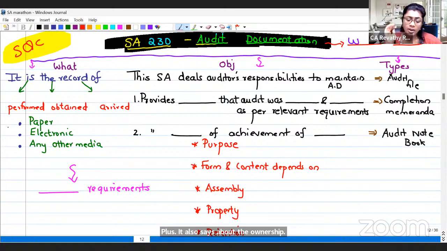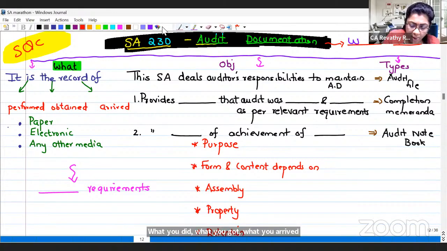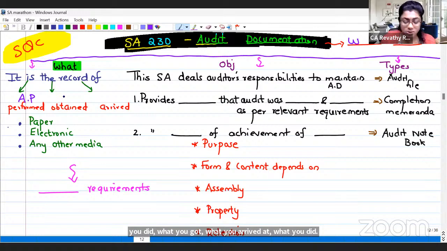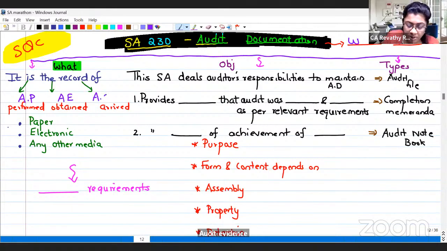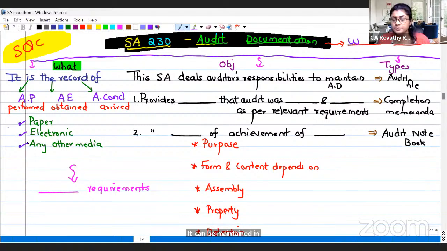Now start. What is audit documentation? Audit documentation is what you did, what you got, what you arrived at. What you did, audit procedures performed. What you obtained, audit evidence obtained. What you arrived at, audit conclusions arrived. It can be maintained in paper form, electronic, or any other media.